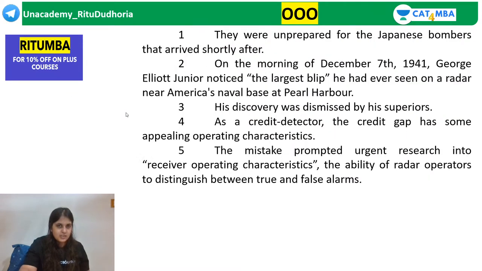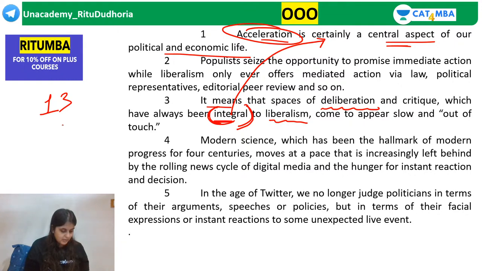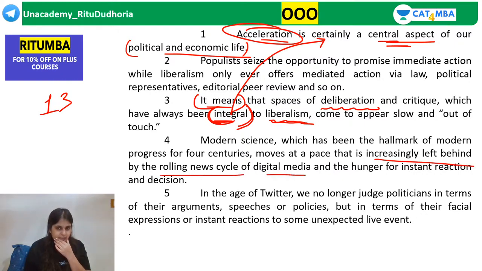So, I'm going to put 1 and 3 together. Now, understand this. This option talks about political and economic life. It is certainly a central aspect. It means that spaces of deliberation, critique, taking a lot of time, which have always been integral to liberalism, come to appear slow and out of touch. Okay, I'm going to put 1 and 3 together. Modern science, which has been the hallmark of modern progress for 4 centuries, moves at a pace that is increasingly left behind by the rolling news cycle of digital media and hunger for instant reaction and decision.